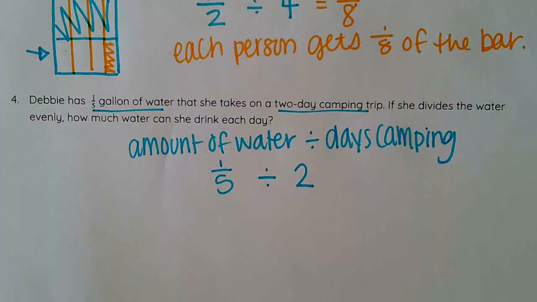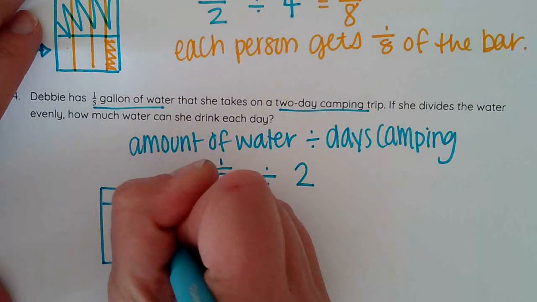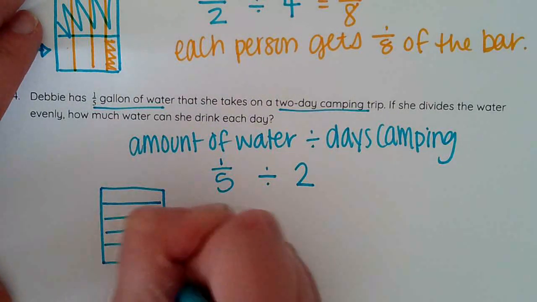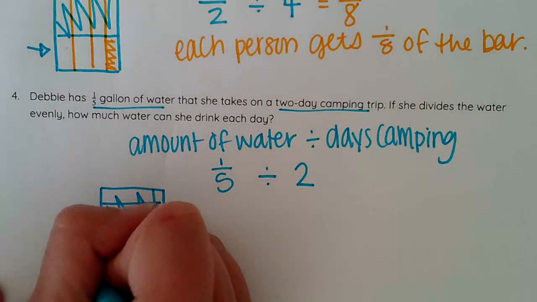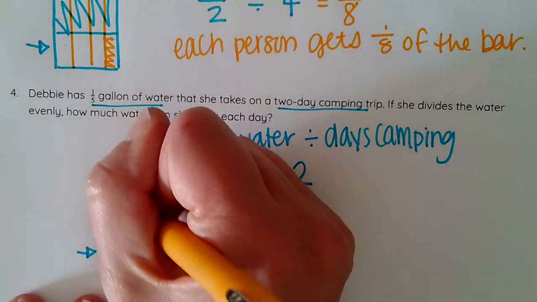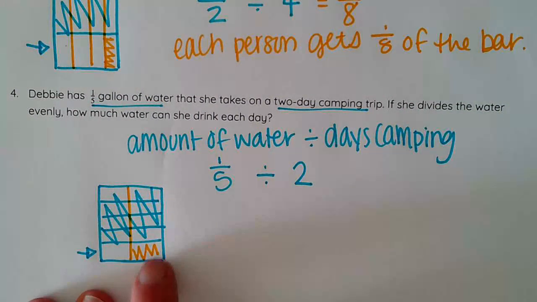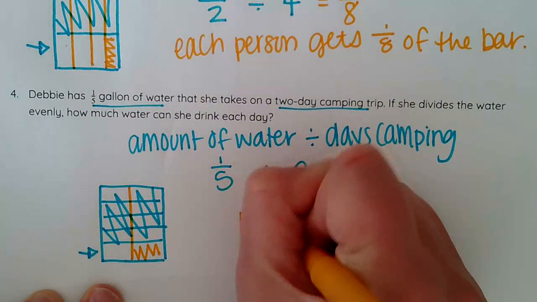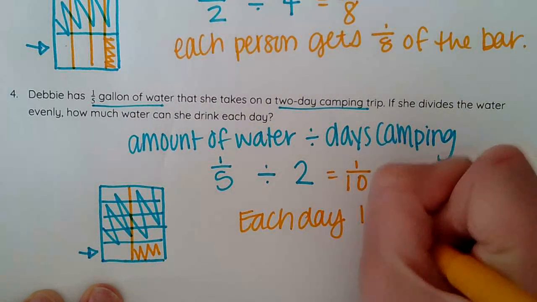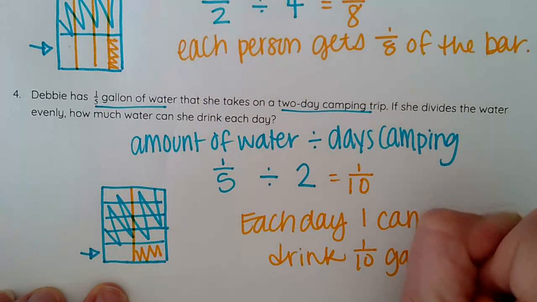Okay, so again, I can draw a picture of this. Here's my gallon of water. I have only 1/5 of that gallon. So I don't have that part of the gallon. I only have this part. And it's being split into 2. So each day I can drink 1 out of 10 parts of a gallon. So 1/10. Each day I can drink 1/10 gallon of water.